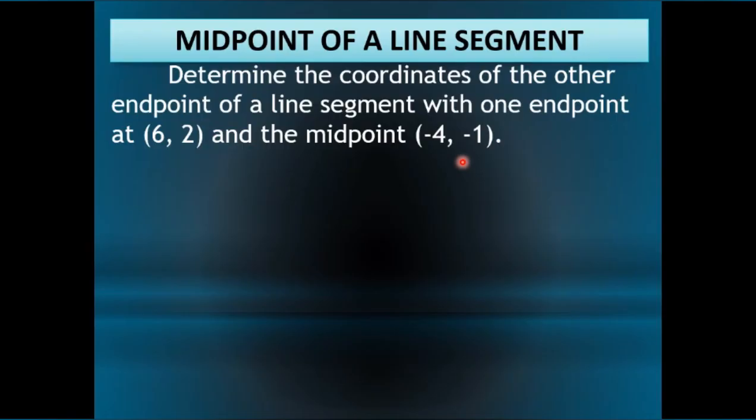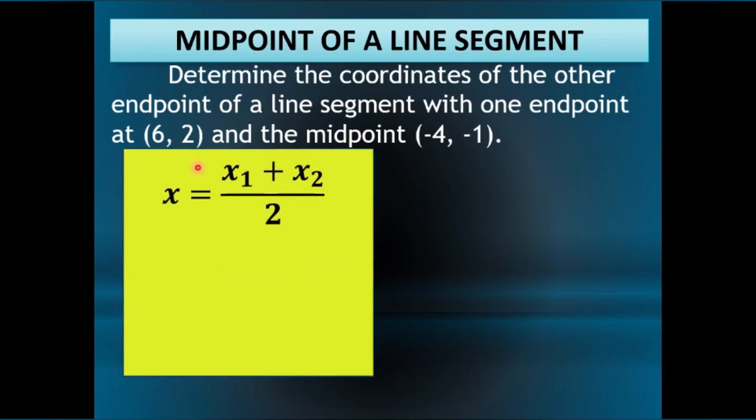Let us find first the x-coordinate of the other endpoint. Given the x-coordinates of the midpoint and the other endpoint, we can use x equals x sub 1 plus x sub 2 over 2. The x here refers to the x-coordinate of the midpoint, which is -4. Our x sub 1 refers to the x-coordinate of the other endpoint, and x sub 2 is missing.